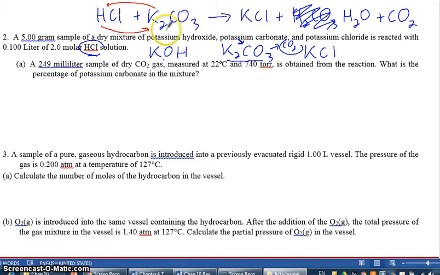And the balanced equation, we have 2 potassiums, and let's see, we've got 2 chlorines. How about a 2 in front of here? And that should do it. Our oxygens are 3, so we have 3 on the right. Okay, now we can go on with the problem.